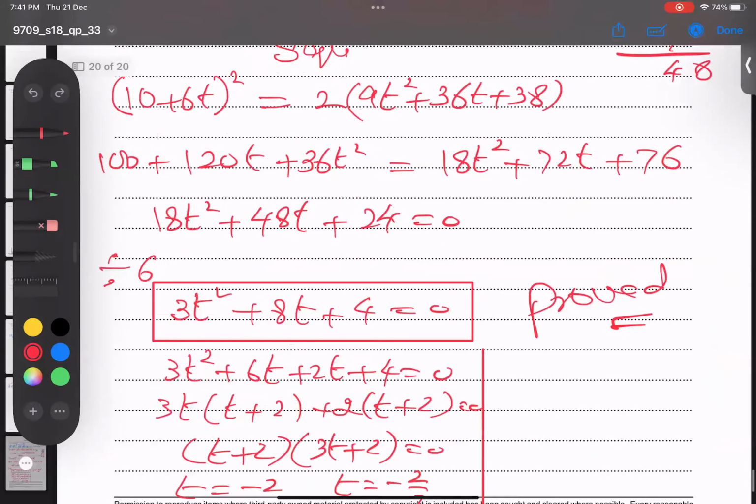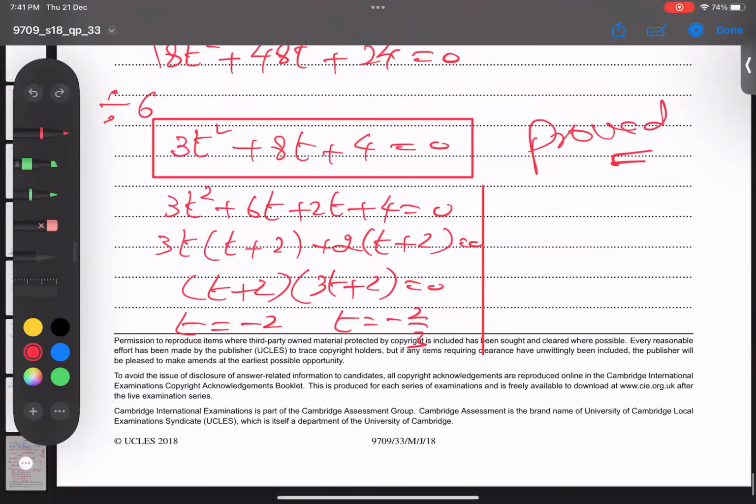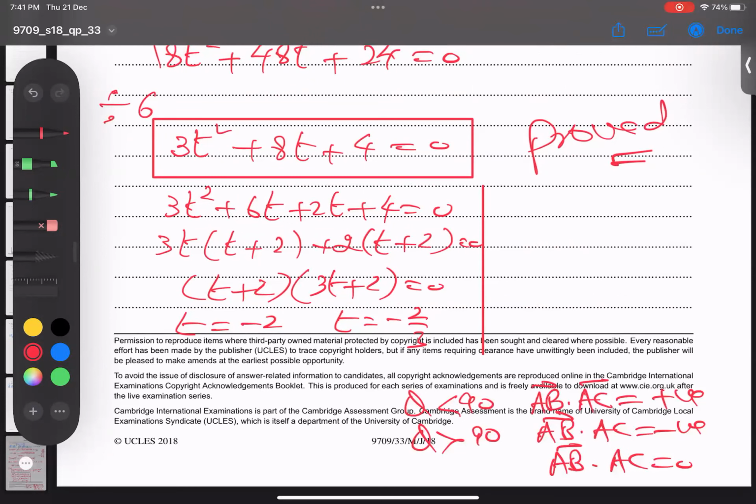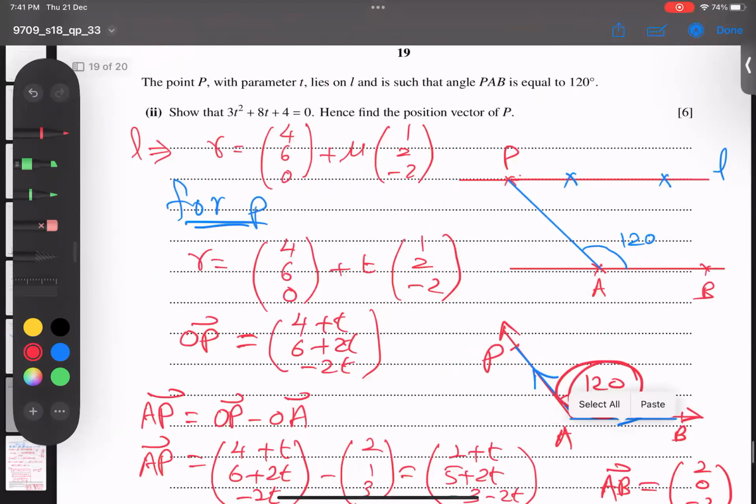If you remember, I explain again, the concept is that whenever AB dot AC, if the answer becomes positive, the angle is less than 90 degrees. If AB dot AC is negative, then the angle is more than 90 degrees. If AB dot AC is equal to 0, then the angle is 90 degrees. But for your knowledge, it is 120. So it will come only if the dot product is negative. It means if the dot product is negative, then I get 120.